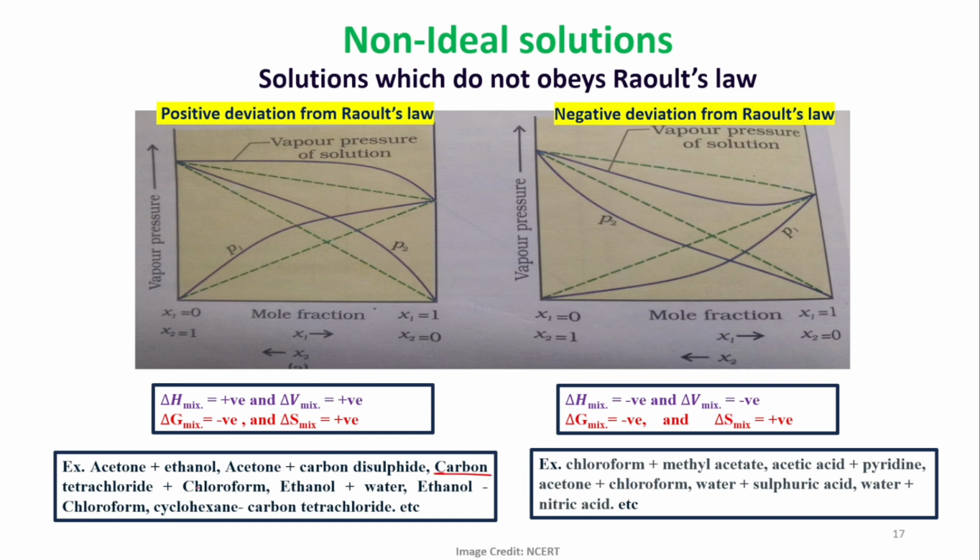Again, we have CCl4, carbon tetrachloride, and chloroform. Chloroform is CHCl3. Because of the 3 chlorine atoms, the carbon is having a positive center. So that is why this positive center interacts with another chloroform molecule.